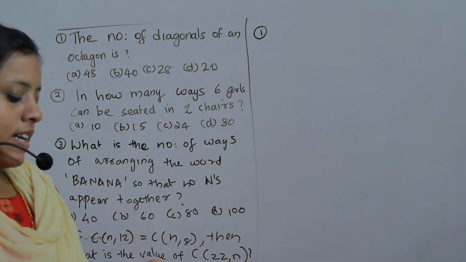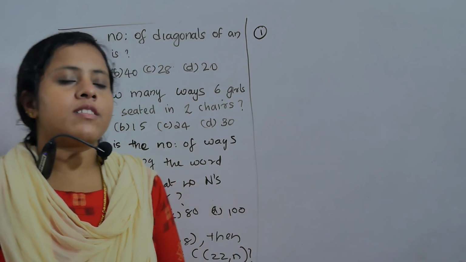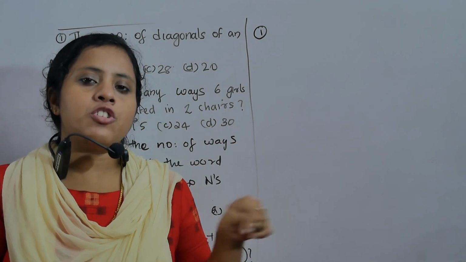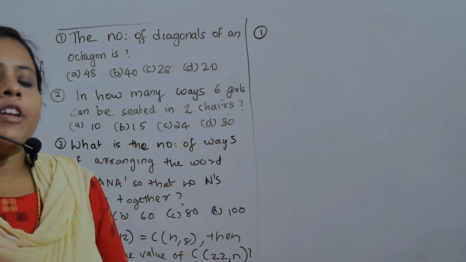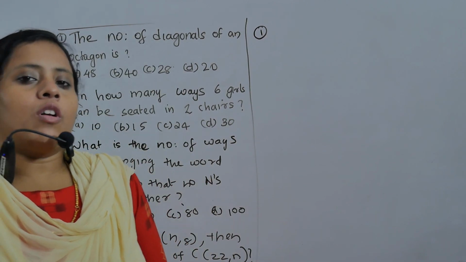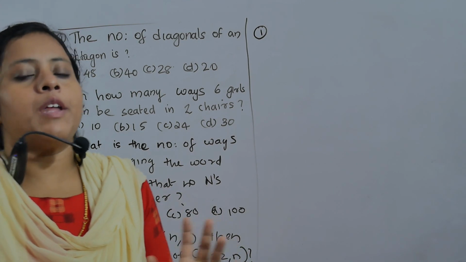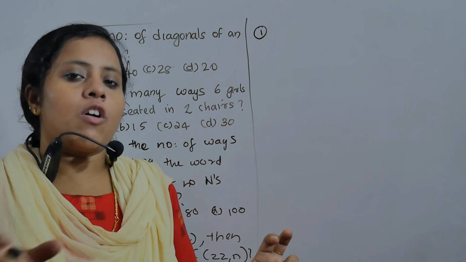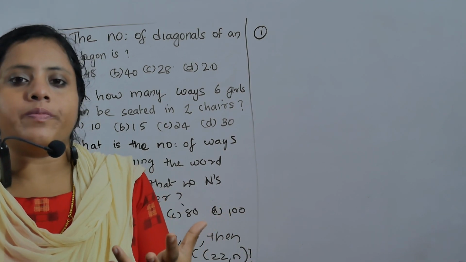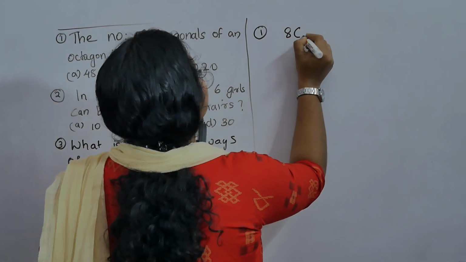What you need to understand is the octagon. How many points are required to draw an octagon? We need 8 points, right? 8 points are joined to get an octagon. Now for drawing a diagonal, how many points do you need? You need 2 points, right? So for drawing a diagonal you need 2 points, and an octagon has 8 points. So from 8 we are taking 2, and the combinations are written as 8C2.